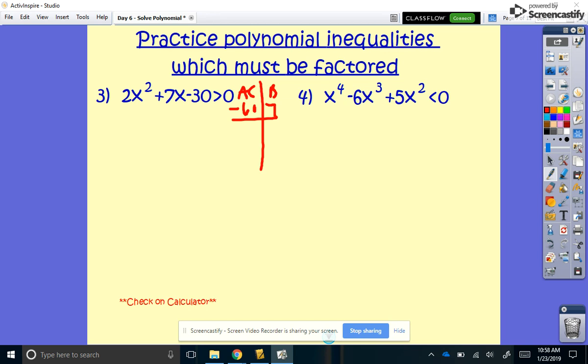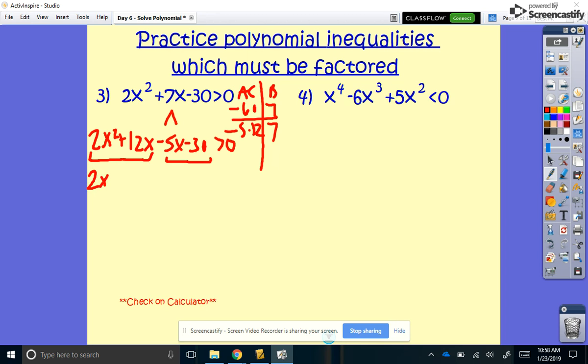So my options are negative 1 and 60, negative 2 and 30, negative 3 and 20, negative 4 and 15, negative 5 and 12. And you can just do that work in your calculator if you need to. Okay, I cannot do the shortcut here, so I need to do the AC method. So this will be 2x squared plus 12x minus 5x minus 30 is greater than 0.